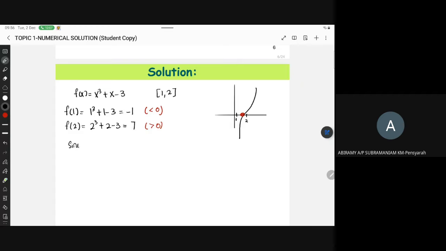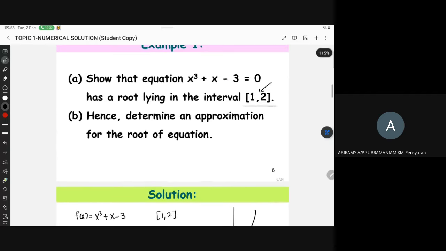So we are going to write a conclusion here. Since f(1) and f(2) have different signs, or you can also use the words opposite signs, therefore, what did the question ask us? The question asks us to show that the equation has a root.